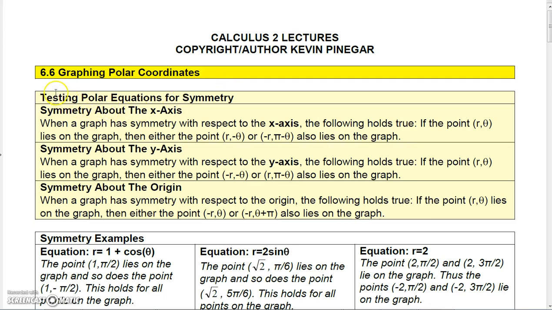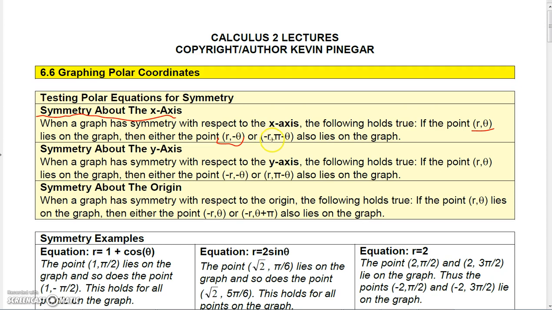So in this section we're going to talk about graphing in polar coordinates, and the first thing I want to talk about is symmetry with polar coordinates. To be symmetric about the x-axis, if the point (r, θ) is on the graph, then the point (r, −θ) must be on the graph. So I'm going to show you an example of that.